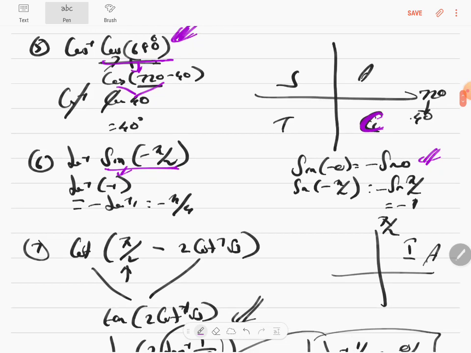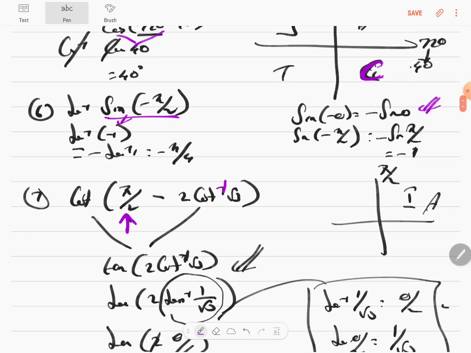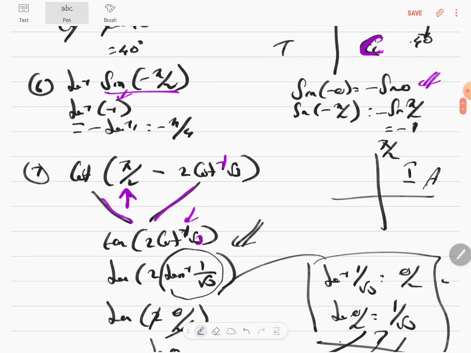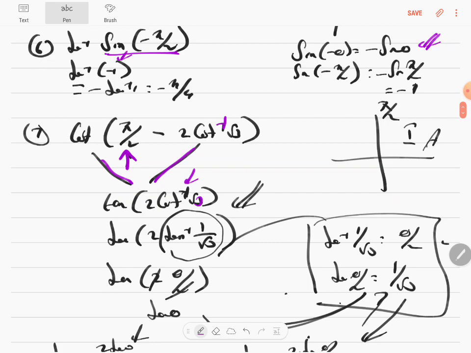Cot of 90 minus 2 cot inverse root 3. 90 minus is an odd integral. As you all know from 10th standard, cot of 90 minus anything is tan. First quadrant, so it's positive. So tan of 2 cot inverse of root 3. Cot inverse of root 3 can be written as tan inverse of 1 by root 3 using the reciprocal function. And where will tan be 1 by root 3? At 30 degrees, which is pi by 6.